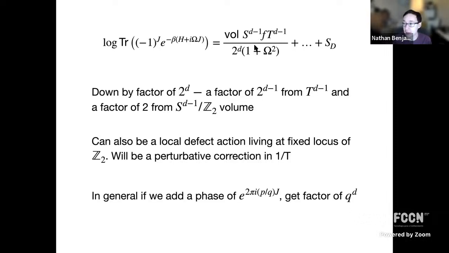So I did this here with a phase of minus 1 to the j. In general, you can also have a phase of e to the 2 pi i p over q. Then you have to do a more complicated cutting and gluing, and you'll get a factor of q to the d for this term right here.